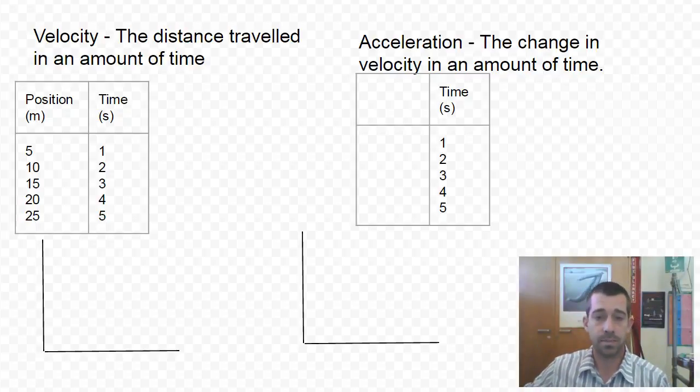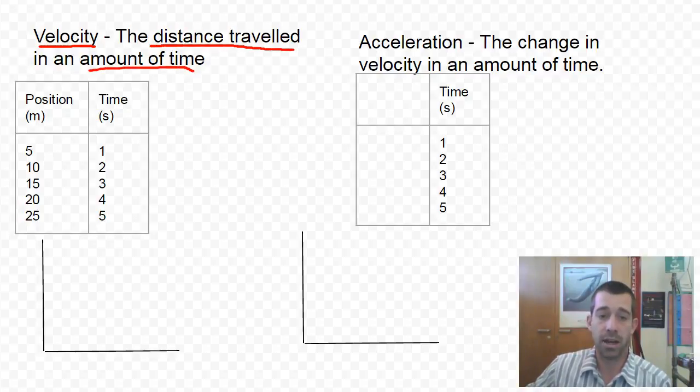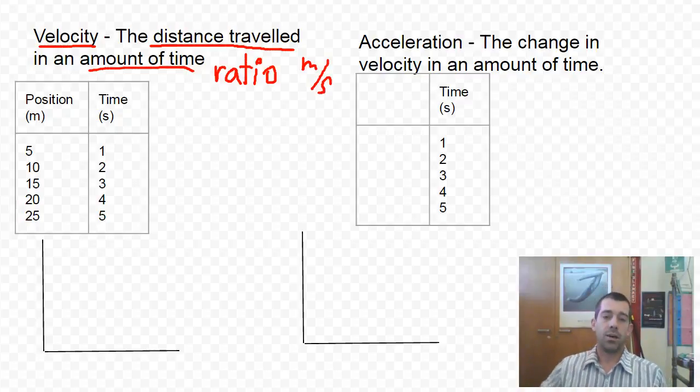Now, at the top of this screen, I have some things that I want you to pay attention to. And one of them is the definition for velocity, which we already know. We already have written down a couple times that velocity is distance traveled in a certain amount of time. Velocity is a ratio between distance and time, and that's why we usually write velocity in the form of meters per second.